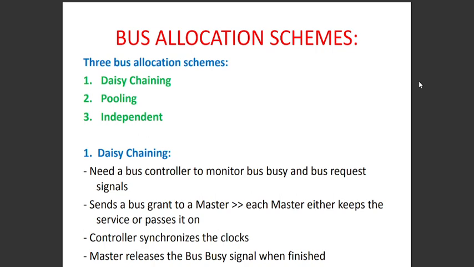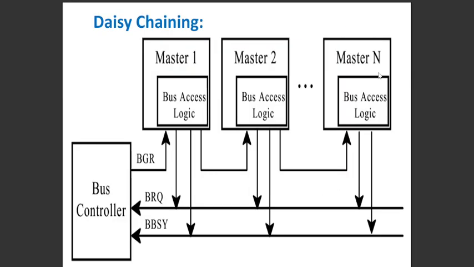One is basic chaining, the second is polling, and the third is independent. Coming to basic chaining, we need a bus controller to monitor the bus busy and bus request signals. It sends the bus grant to a master. Each master either keeps the service or passes it on. Control synchronizes the clock. The master releases the bus busy signal when it is finished. This is the diagrammatic representation of basic chaining.